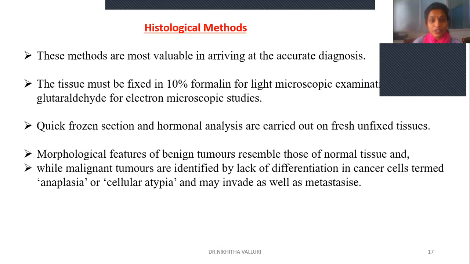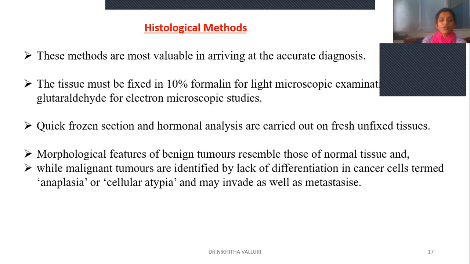So coming to histological methods, what do you mean by histo? Histo is nothing but tissue. So we'll be comparing the normal tissue with the cancerous tissue. We'll be taking the tissue from the organ which is suspected to have cancer, and we'll be fixing it in 10% formalin for light microscope. And if it is for electron microscope, we'll be using glutaraldehyde to fix the tissue. So this is how we'll be checking the tissue under microscope, and we can compare the normal tissue with the cancerous tissue. You can see the changes which I have discussed in the differences between cancer cells.